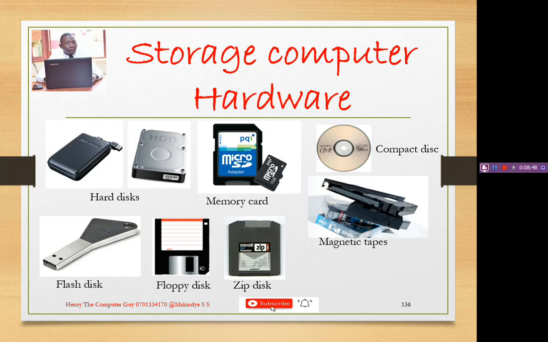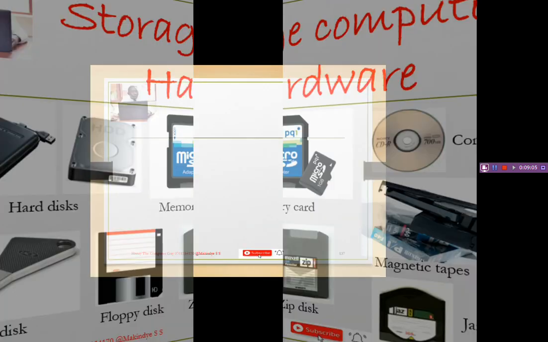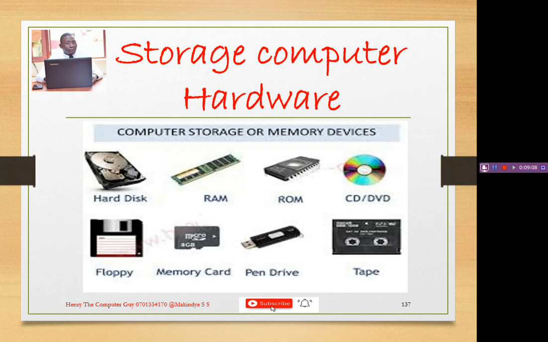We have the magnetic tapes, and I know some of you have not seen this before, but some of you have used them before, or you have seen them. So those are the tapes that we always use. They are called the magnetic tapes, and we have what we call the jazz disks. Let's continue. Some of them are also there.